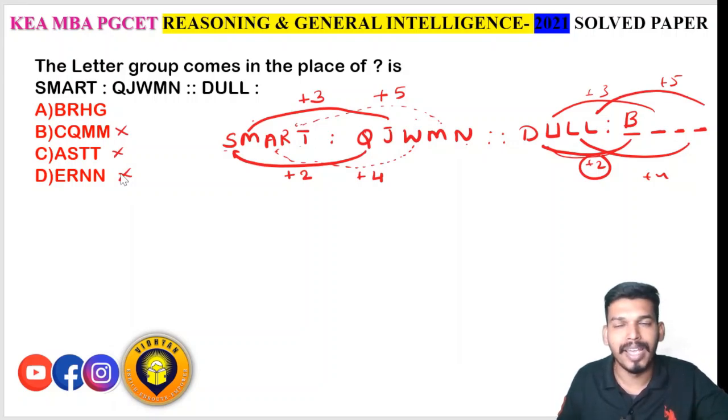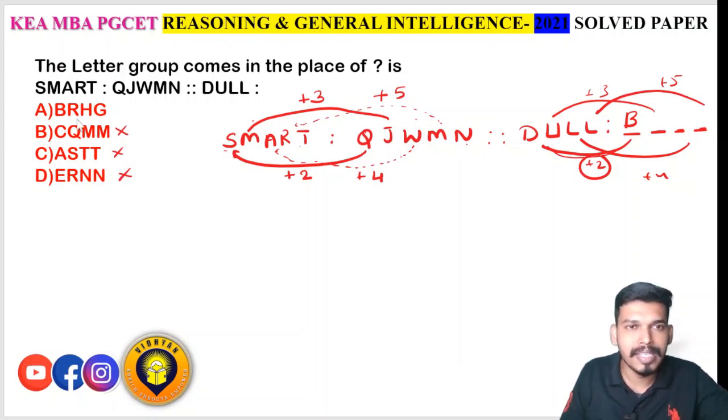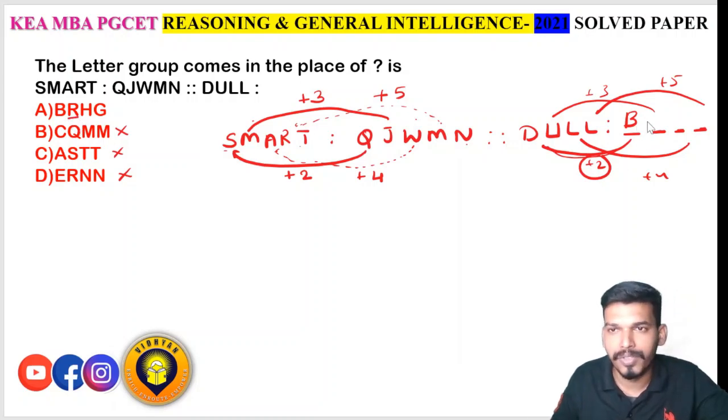If you have to save your time, you can eliminate all the 3 options directly and mark A as your answer. If you want to verify, you can still go with that. In this, what is the second letter? R. So if you keep R here and do plus 3, where do you reach? Check: R, S, T and U. So U is coming as the third letter after R.